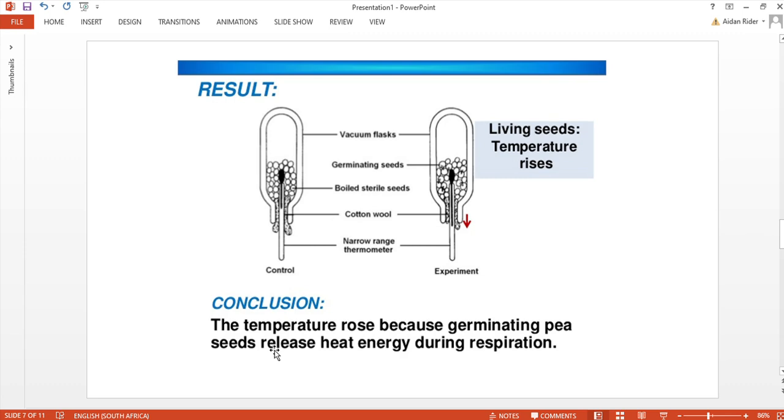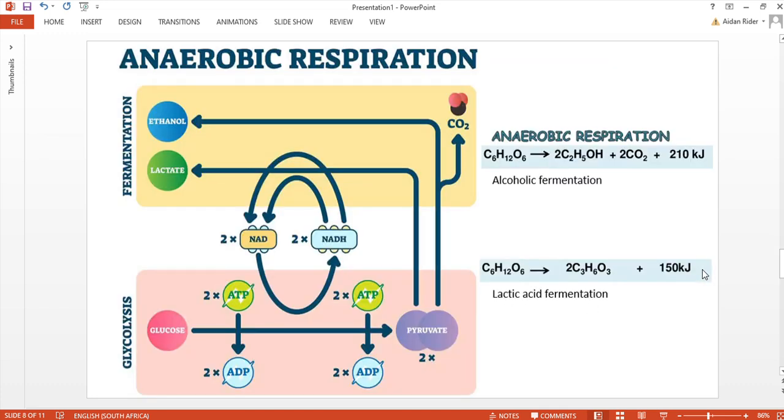The result is that the temperature will actually rise on the thermometer of your experiment, and nothing is supposed to happen in the control. So this shows that living seeds produce heat. So the temperature rose because germinating pea seeds release heat during respiration. Okay, so that was our aerobic respiration.